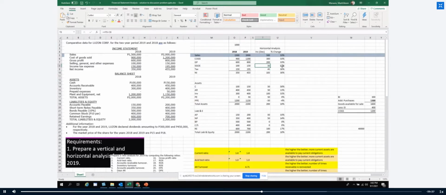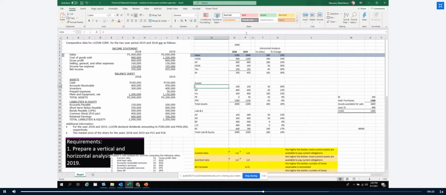So we get the percentage change. So that's equivalent to 50%. All right. So class, that's also what you're going to do for the rest of the accounts or items in your income statement. Now we go to the balance sheet. So of course you have your cash. The same thing. You're just comparing the figures in 2019 versus 2018.